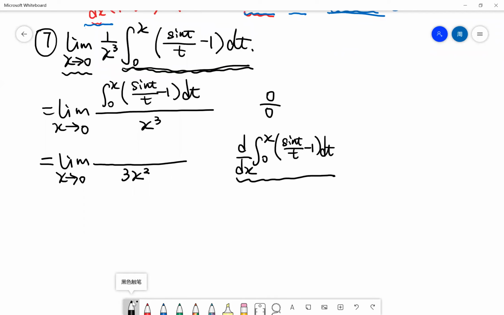That equals here, the upper limit, that is x itself. So we can find the integrand first, and then change t to x, right? So that equals sine x by x minus 1 here. So about this step, anyone has any questions? Can you understand? We use L'Hopital's rule here.